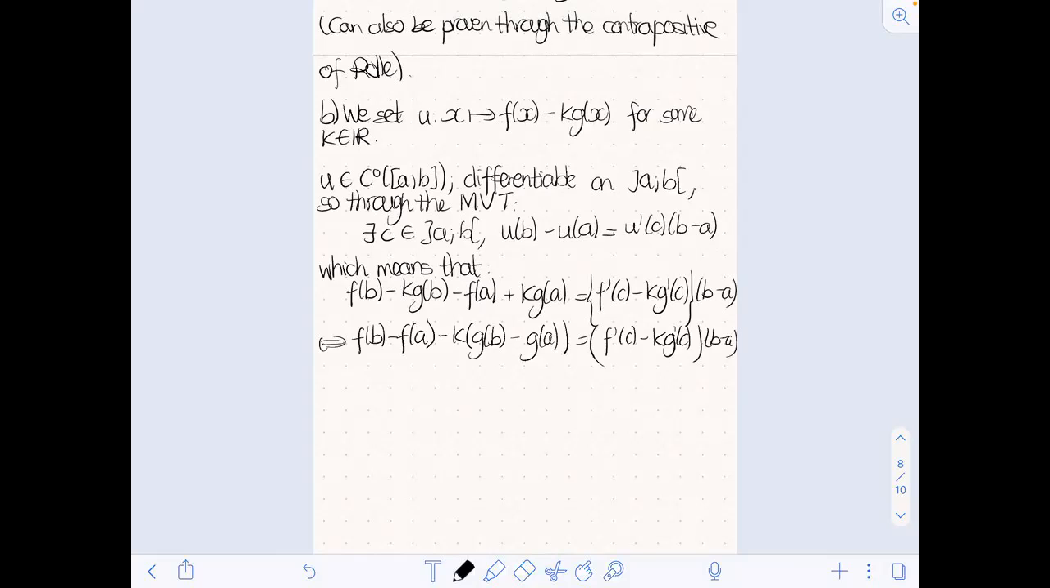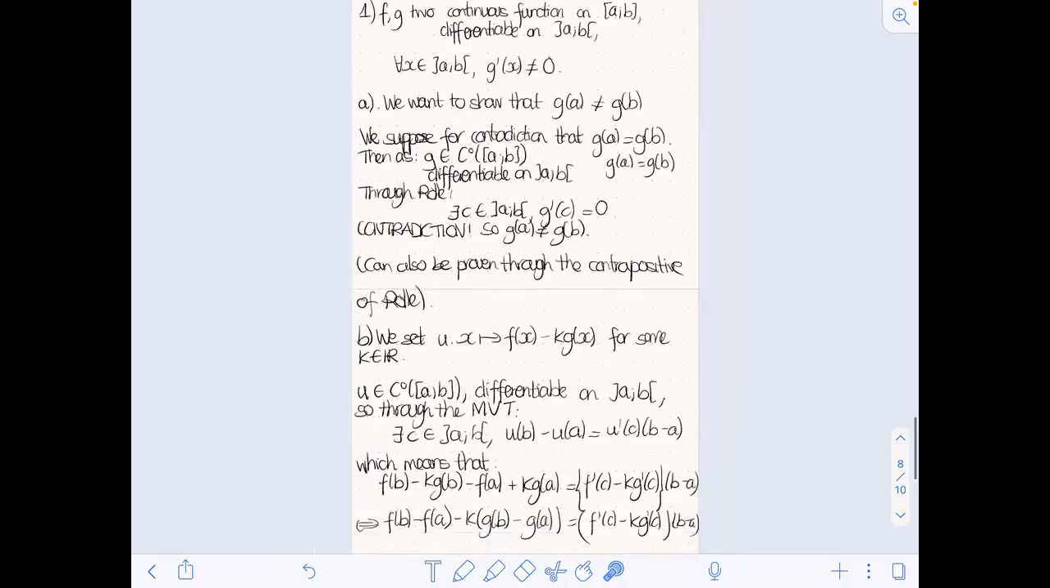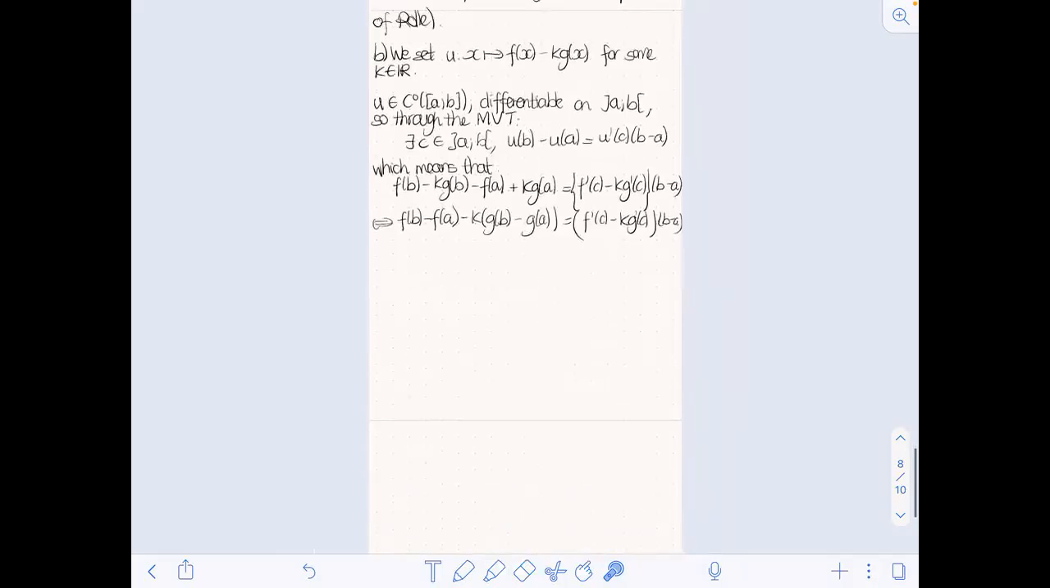Okay, now this seems quite a long way away for now from the equality that we want to prove. But what we can do here is choose k. This value k is some real number, and we can specify a value for it if we want to. We can choose k in such a way as to make our life easier. Can you see any way of doing that? What we want is an equality linked to the ratio of f of b minus f of a over g of b minus g of a, and also f prime of c divided by g prime of c.